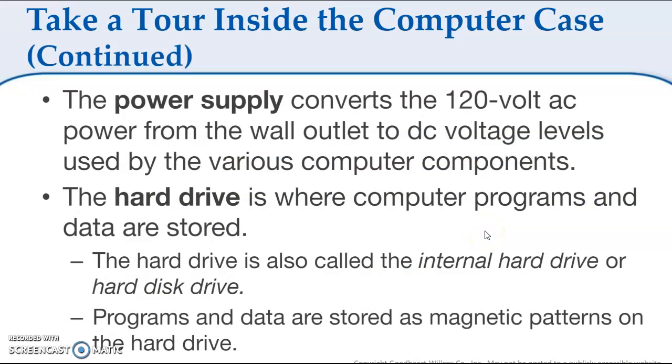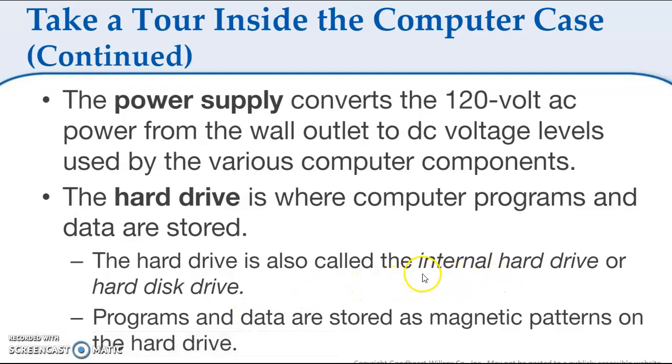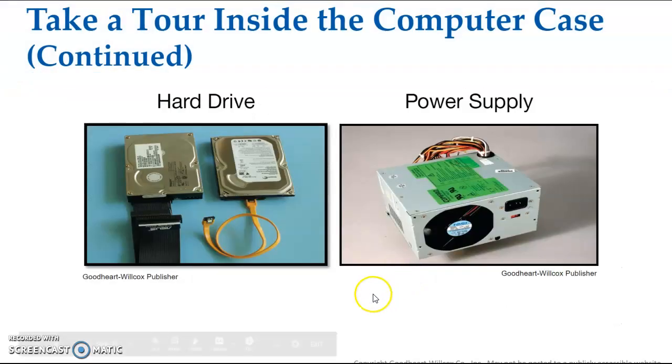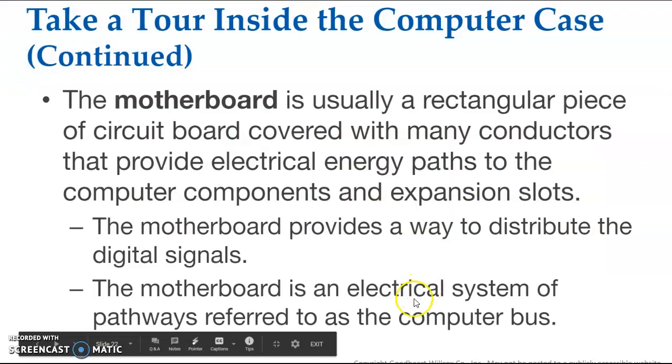The power supply is going to convert 120 volt AC power in order for the computer to be powered up. The hard drive is where all of the computer's programs and data are stored, also known as a hard disk drive. These can be internal or external, and they operate using magnetic patterns on the hard drive in order to store that data. Here's an example of what a hard drive and a power supply might look like. So keep these in mind when we go through our tour of the case.